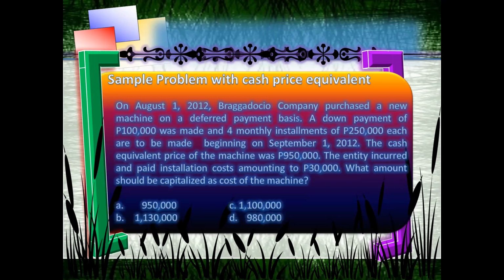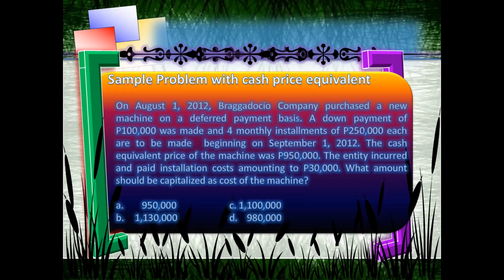So on August 1, 2012, Braga Ducio Company purchased a new machine on a deferred payment basis. In short, installment. A down payment of 100,000 was made and 4 monthly installments of 250,000 each are to be made beginning on September 1, 2012. So the cash price equivalent of the machine was 950,000. So the entity incurred and paid installation costs amounting to 30,000. What amount should be capitalized as cost of the machine?